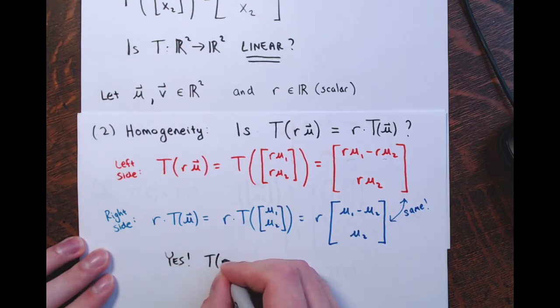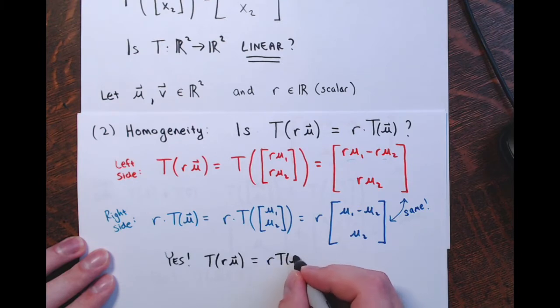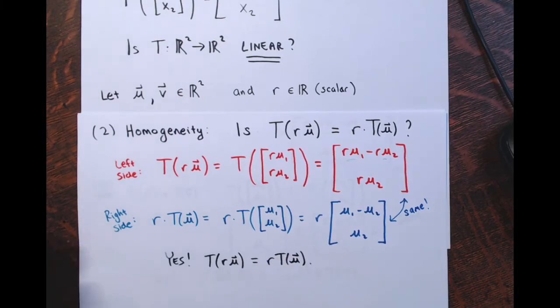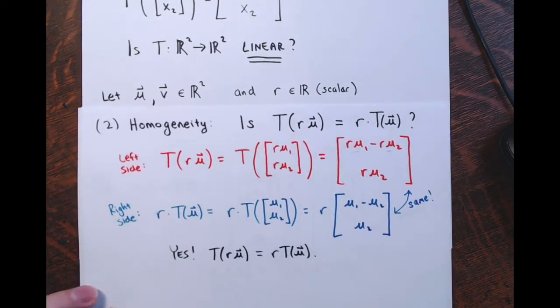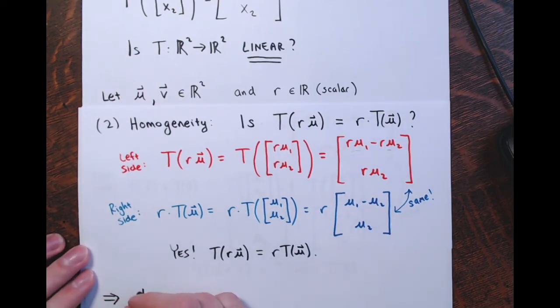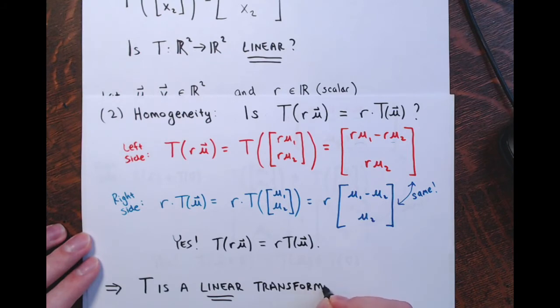T of any scalar r times any vector from the domain u will be equal, all the time, to r times T of u. And since both the additivity and homogeneity properties hold, that means that T is a linear transformation, since both hold. Okay.